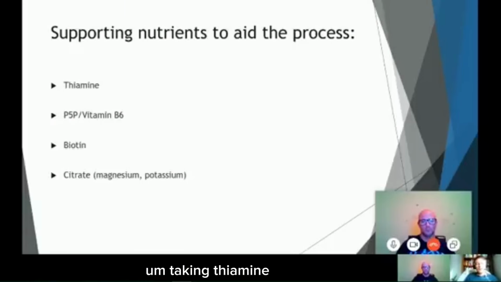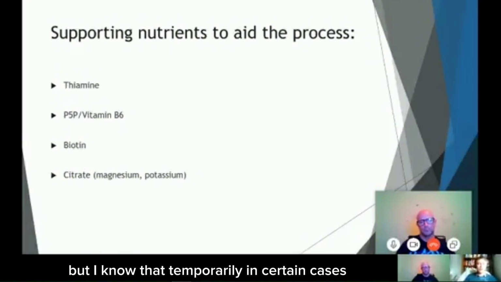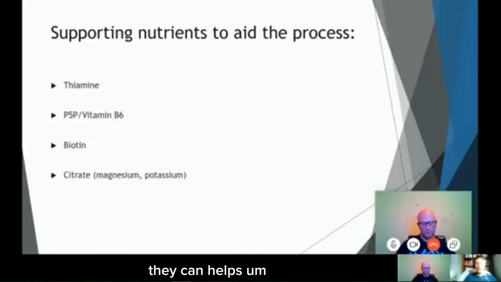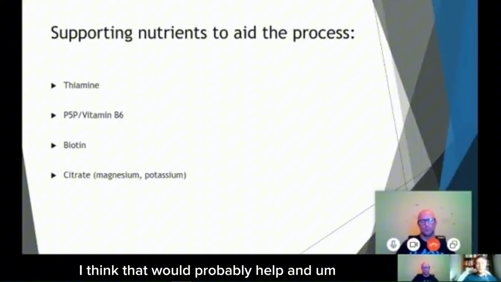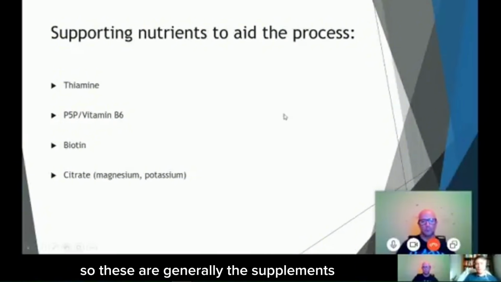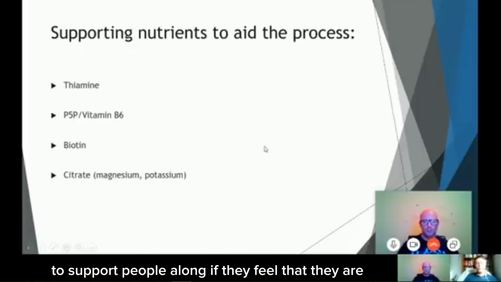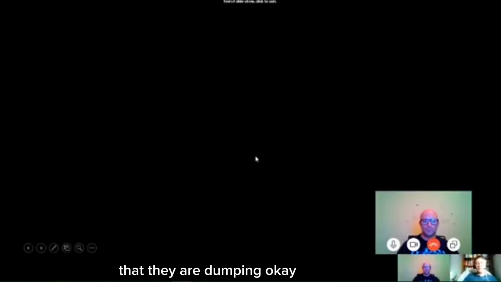Another is taking thiamine. I'm not generally a massive advocate of supplements, but I know that temporarily in certain cases they can help greatly. So thiamine, the active form of vitamin B6, or eating lots of liver, I think that would probably help, and biotin. These are generally the supplements or the nutrients which have really helped to support people along if they feel that they are dumping.